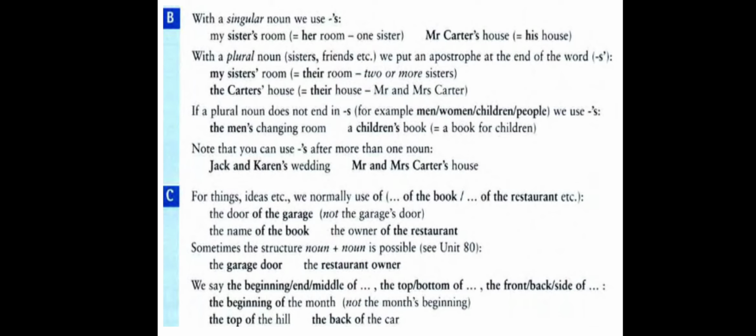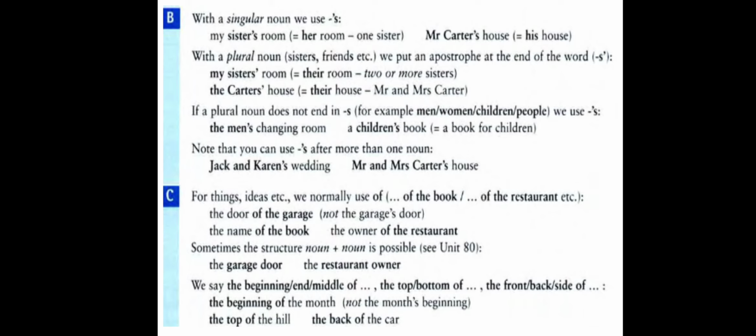A children's book. Here children is plural and does not end in s, so it takes apostrophe plus s. It becomes children's book. Note that you can use apostrophe plus s after more than one noun.